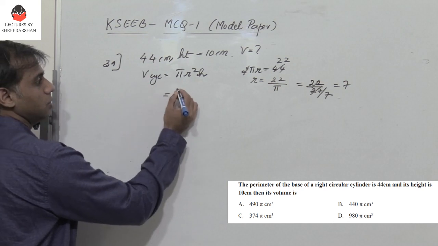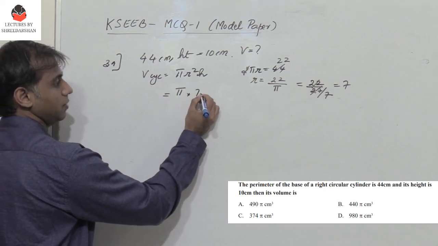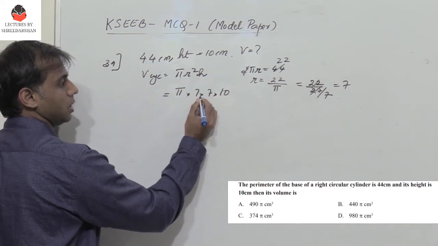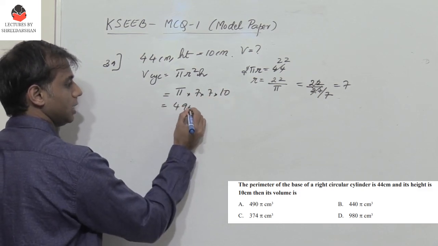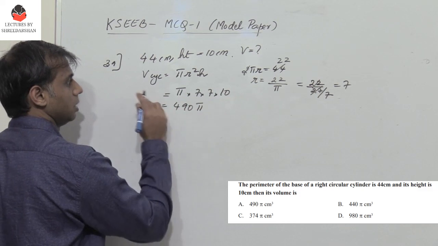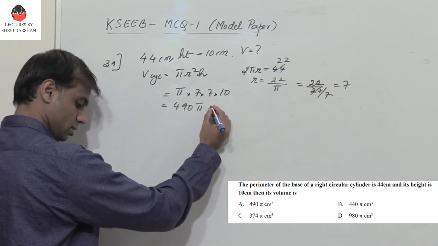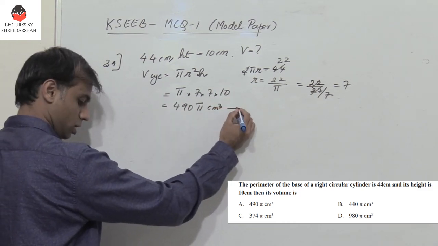So now the volume is pi into 7 into 7 into 10. 7 into 7 is 49, into 10 is 490. So 490 pi, that's the volume. So it is centimeter cube. So the option is A.